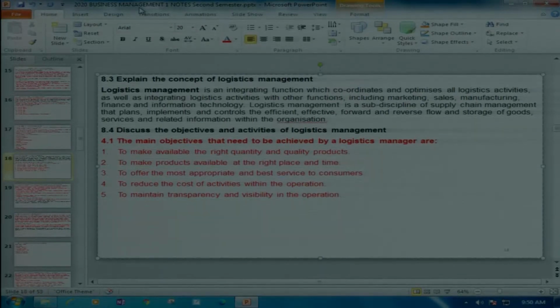Logistics management is a sub-discipline of supply chain management that plans, implements, and controls the efficient, effective forward and reverse flow and storage of all goods, services, and related information within the organization.